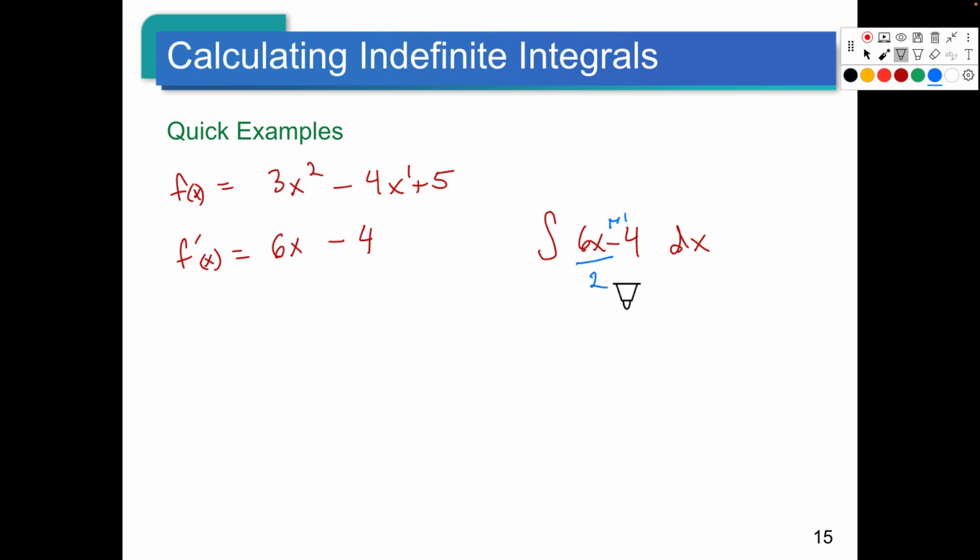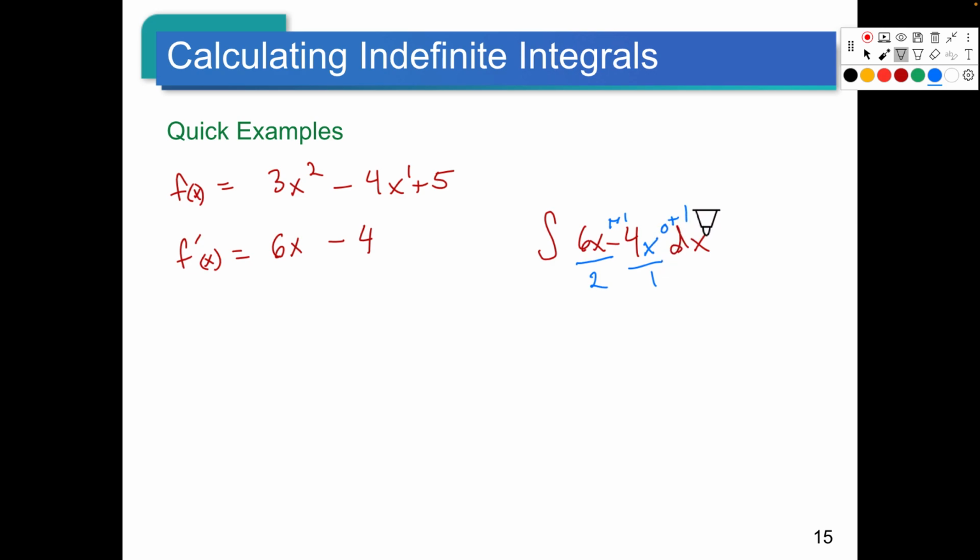This is a little harder, but what I'm going to do is, this is really not just minus 4, it's minus 4x to the 0. So think of that. X to the 0 is actually just 1, isn't it? Anything to the 0 power is 1. So if we do it this way, we need a little bit of help. So again, we're going to add 1 to the exponent and divide by that new exponent.